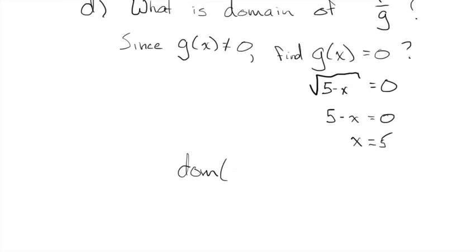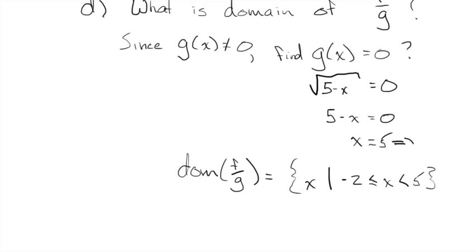So the domain of f divided by g will be almost the same. It's from -2 to 5, but now we're not including 5, so I don't have the equal sign, because that means x cannot equal 5 for the domain. Right? So you find when it does equal 0, and therefore x cannot be that value.